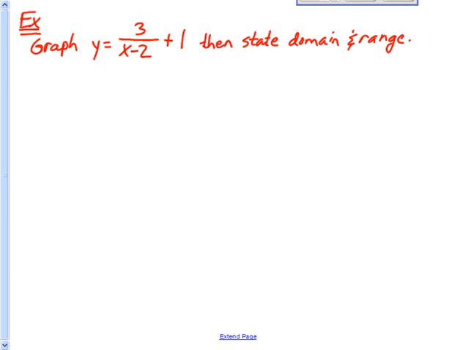So let's say we have y equals 3 over x minus 2, plus 1. Now you notice that plus 1 on the end. Let's think about the transformation before we even start plotting this thing. That plus 1, that's going to be a vertical shift, right? And is it going to go up or down?